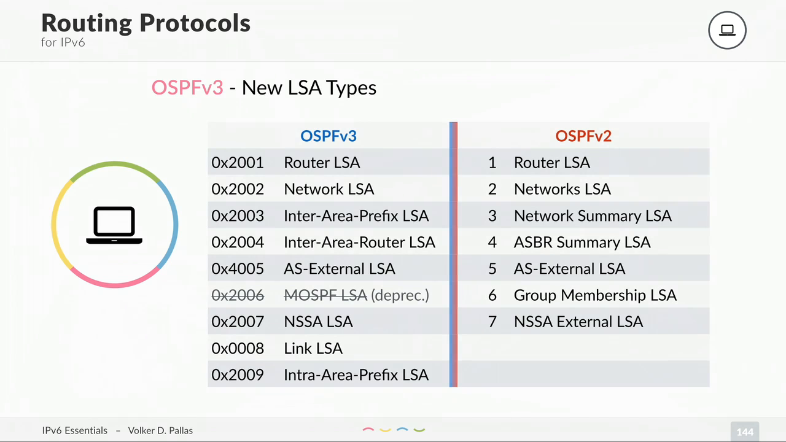Let's have a look at the different LSA types. On the right, there is OSPF version 2 for IPv4, and on the left, there is OSPF version 3 for IPv6. Most of it is the same. We have two new LSAs, and we have one that's already deprecated again, that's the MOSPF, and it used to be group membership, but it's not used. If you're interested in this, you can read more about it.